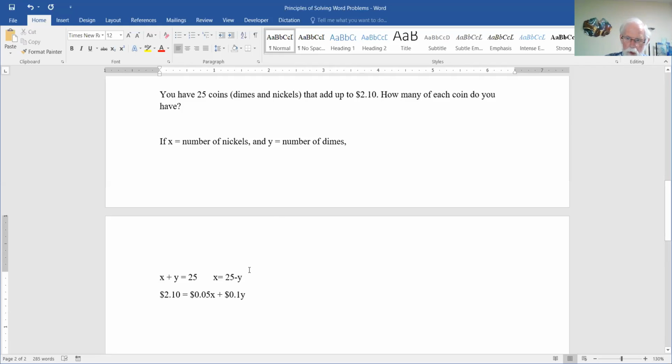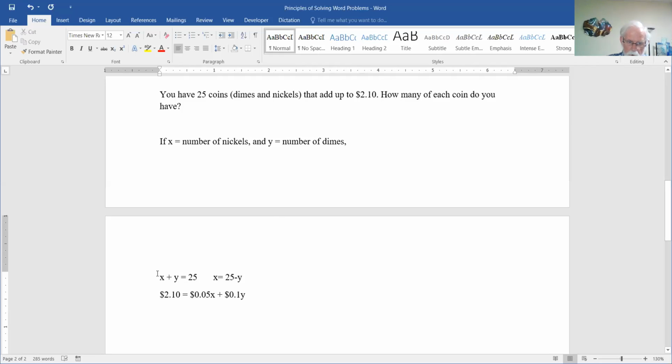Does that make sense? No, I'm sorry. You're speaking Spanish to me. This is an equation. We can subtract y from both sides and it remains an equation. So y is what we're subtracting from each side. So x plus y minus y equals 25 minus y.